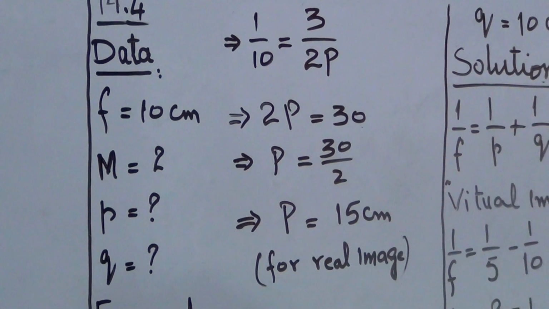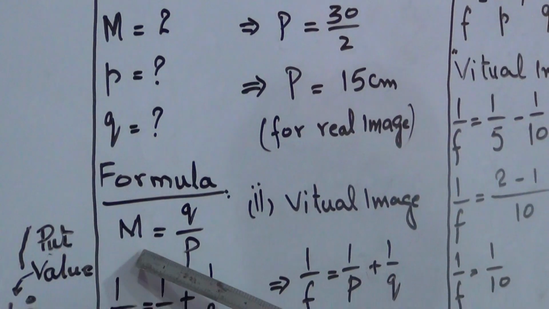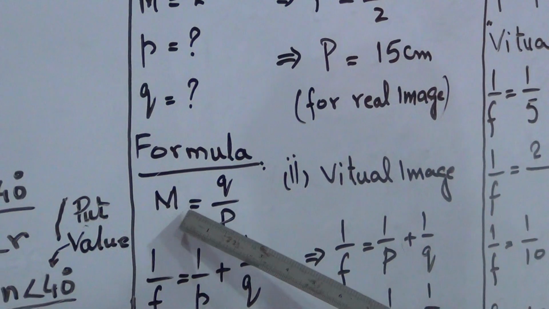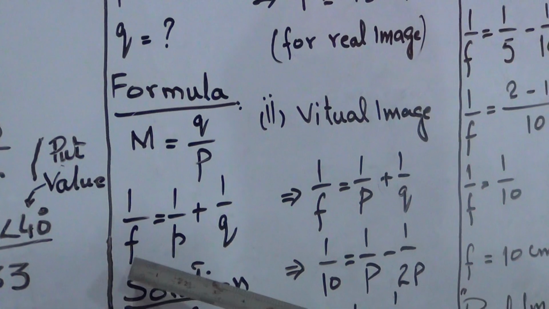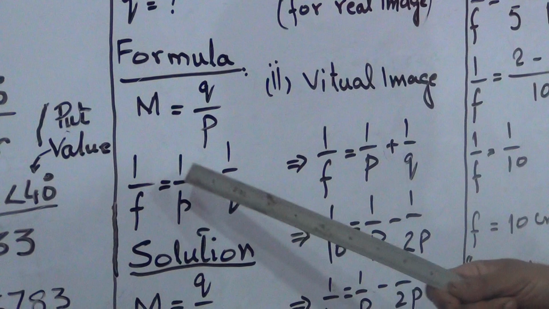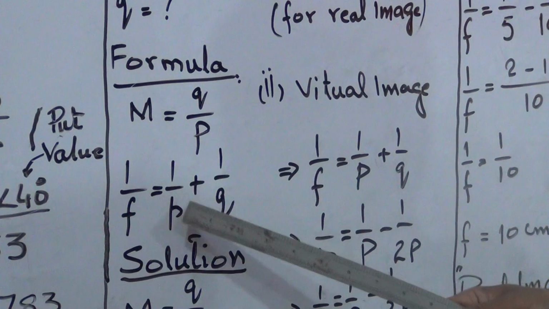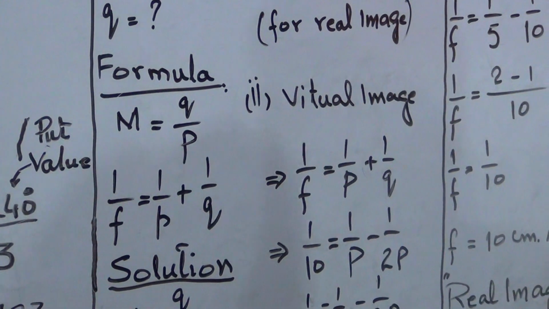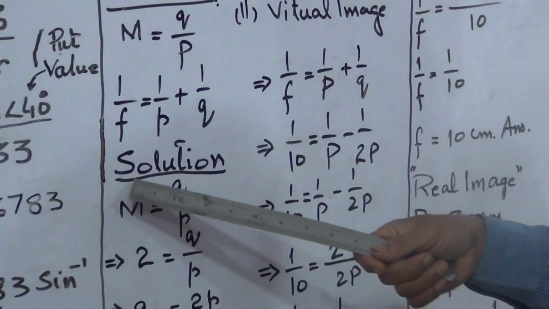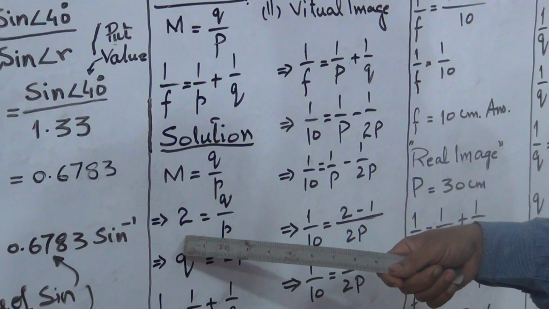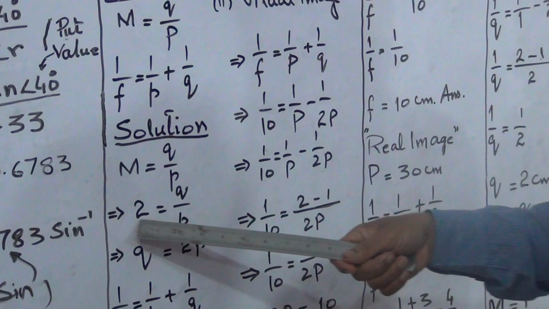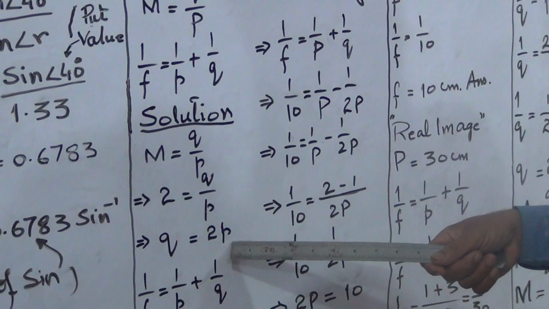Now you will apply this formula, m is equal to q upon p for the magnification, and the second formula for the value of q and p, you will find 1 upon f is equal to 1 upon p plus 1 upon q. Now m is equal to q upon p. Instead of m you will write 2, because magnification is 2, so 2 is equal to q upon p. By cross multiplication, q is equal to 2p.